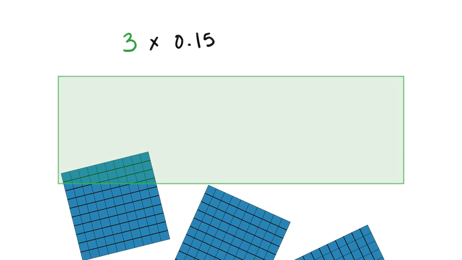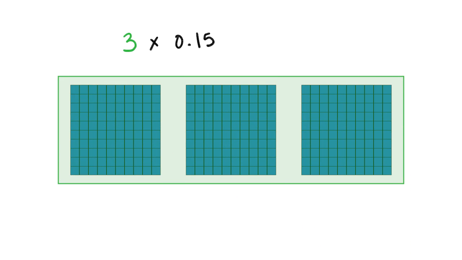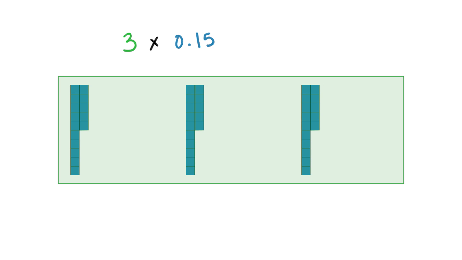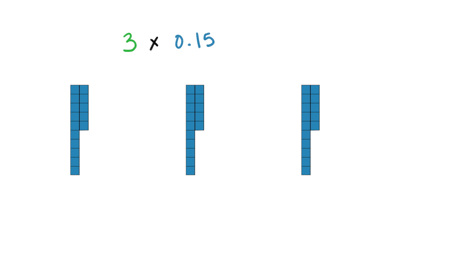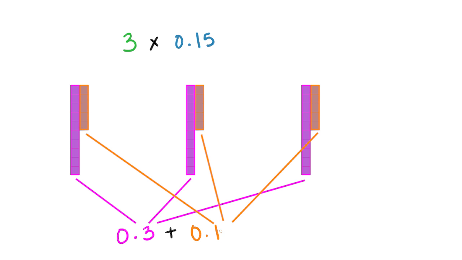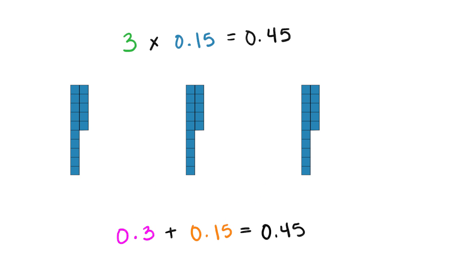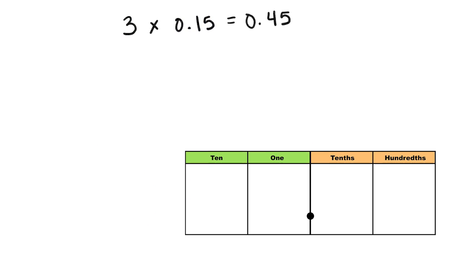Let's look at an expression 3 times 15/100ths. Let's first solve using the hundredths grid. Place 3 whole hundredths grids. Then take 15/100ths of each whole. 15/100ths is 15 blocks, or 1 column and 5 blocks. The total is 3/10ths and 15/100ths. Add to get 45/100ths.